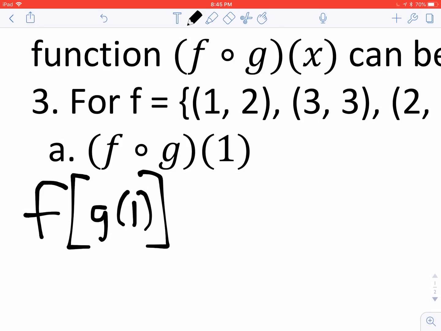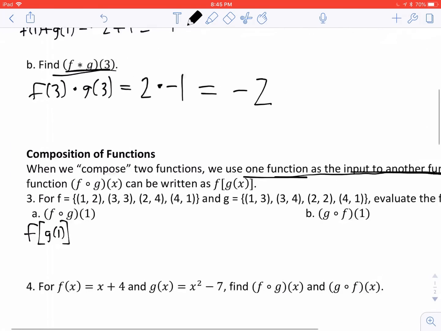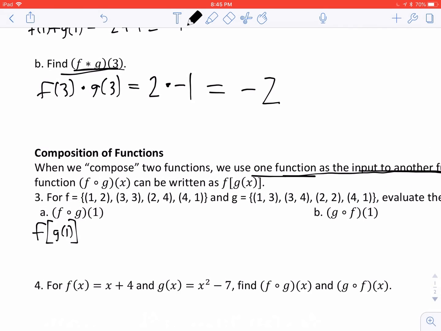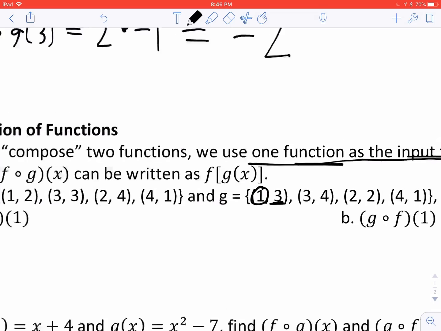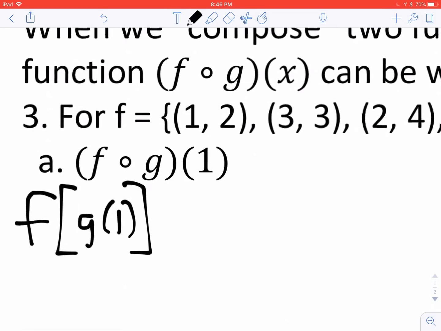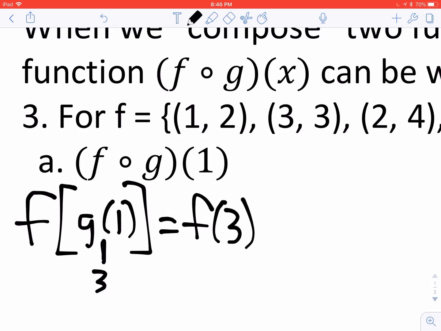I need to work on the inside and then find the outside. So I can find what g of 1 is. Here I just have a list of points that tells me the values for the function g. So this tells me when x is 1, then g of 1 is 3. So f of g of 1, we know this thing is 3, so now I just have f of 3. And I can see from this pair here that f of 3 also equals 3.